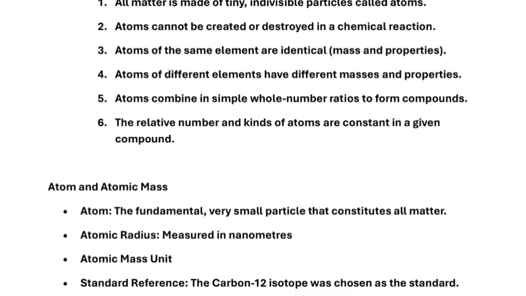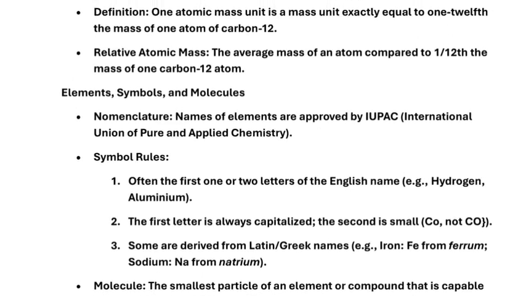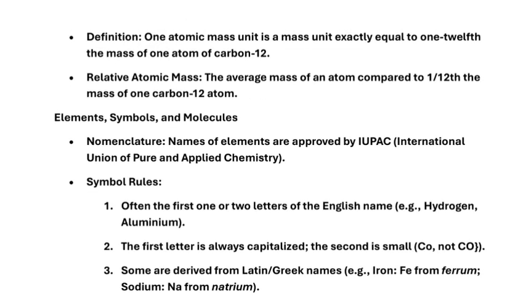Atom and atomic mass. Atom: the fundamental, very small particle that constitutes all matter. Atomic radius is measured in nanometers. Atomic mass unit: the standard reference, the carbon-12 isotope, was chosen as the standard. Definition: one atomic mass unit is a mass unit exactly equal to 1/12 the mass of one atom of carbon-12. Relative atomic mass is the average mass of an atom compared to 1/12 the mass of one carbon-12 atom.